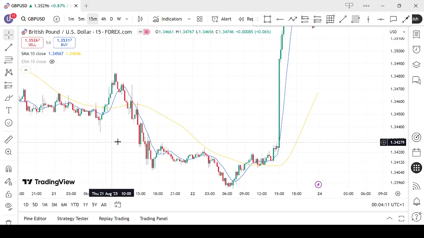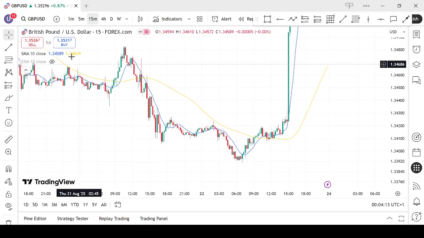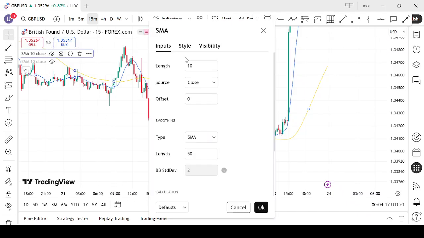We first start by setting up our charts, and we set up our charts by using the 5 period moving average, and we'll use the 20 period moving average. You can also use the 50 period moving average.